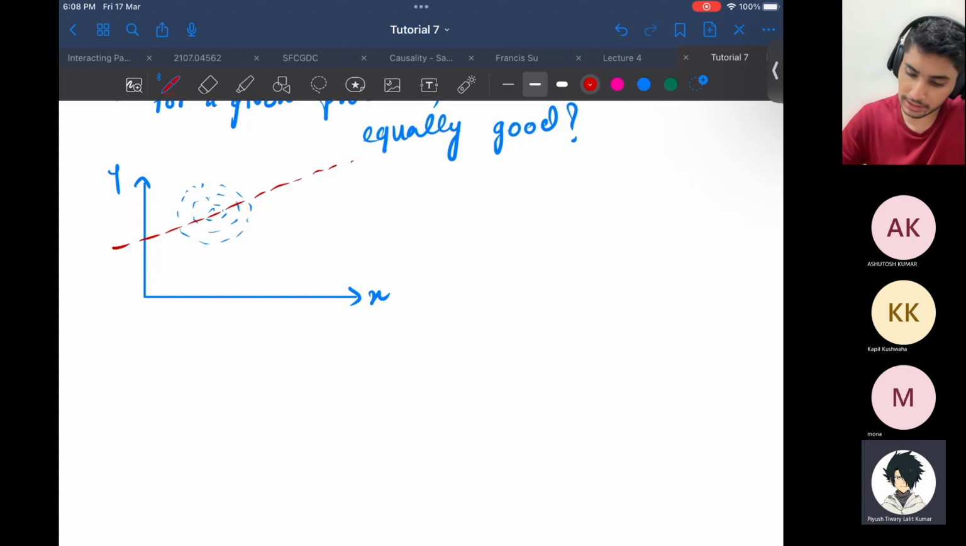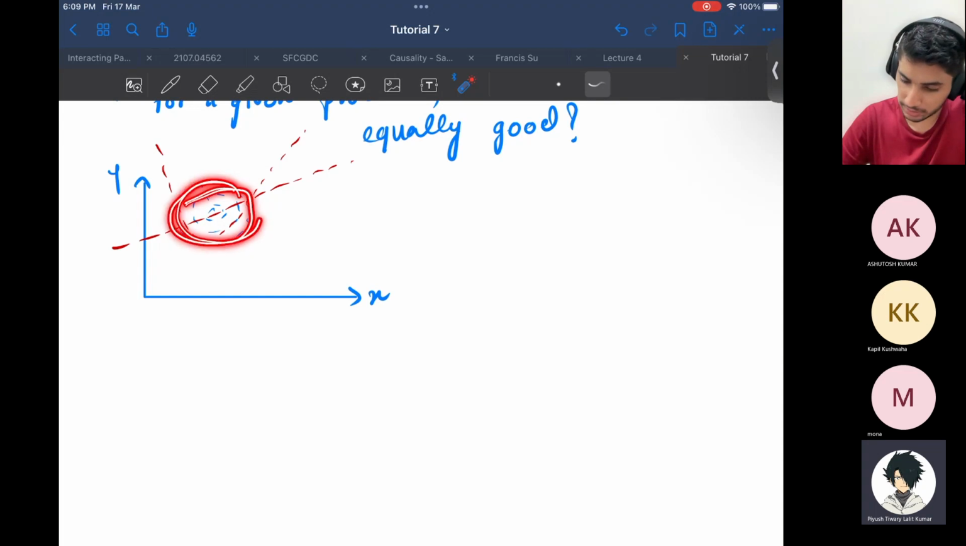Will a quadratic function fit it? So let's say maybe you take a quadratic function, something like this. Would this thing fit it? Well, doesn't look like it, right? It looks like it is able to somehow cover this part of the circle. However, you want this entire circle, not just the boundary, but the interior as well, to be covered. So this will also not work, right?